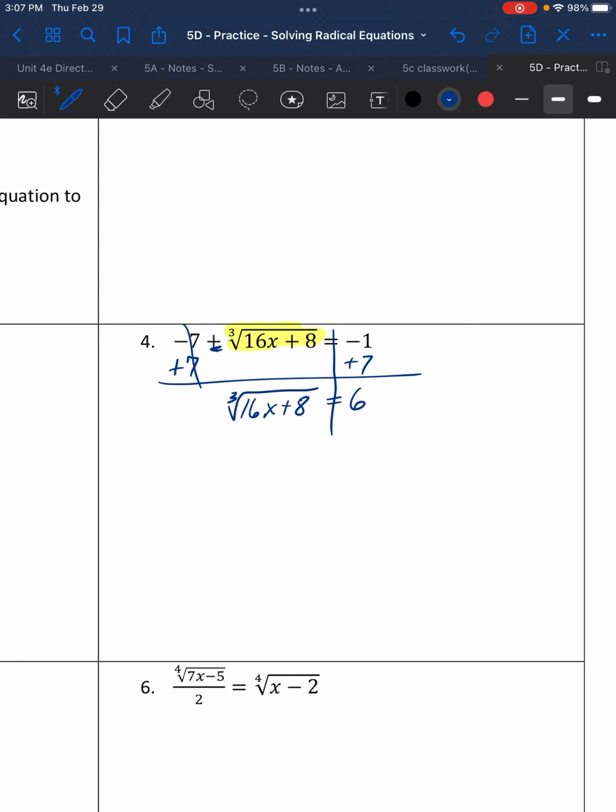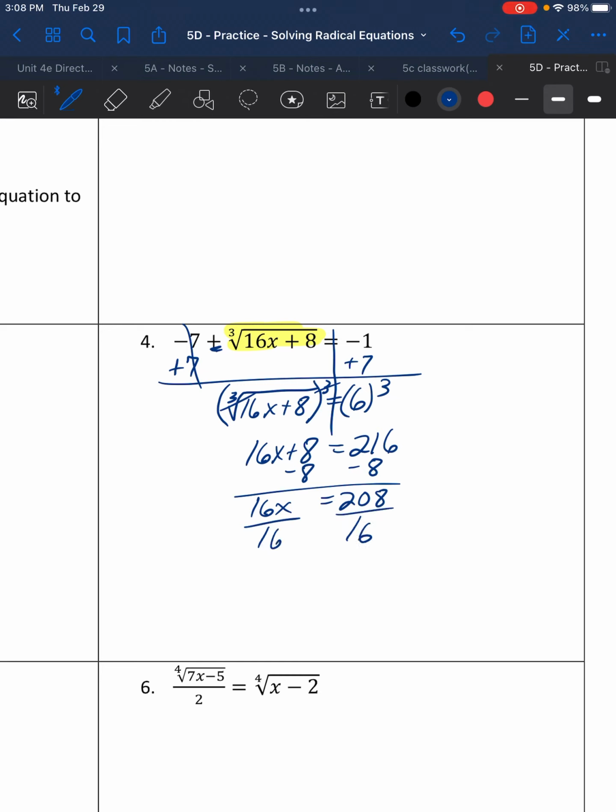And now I have to undo the radical. So this index is a cube root, so I've got to cube both sides. So it's 16x plus 8, and 6 cubed is, I believe, 216. And I'm going to solve this problem just like I did in 8th grade. Well, for me, it was actually freshman year.